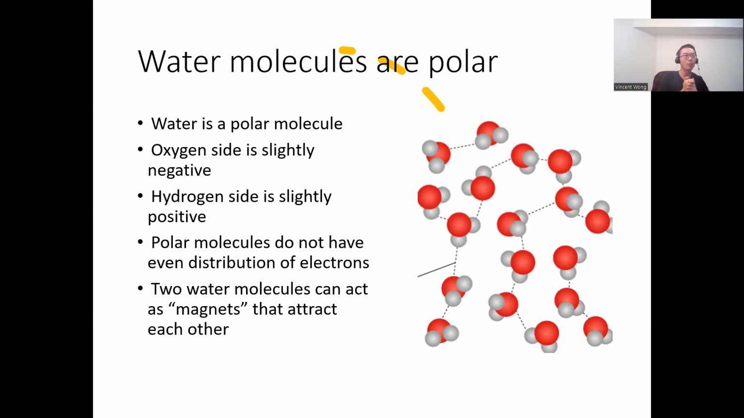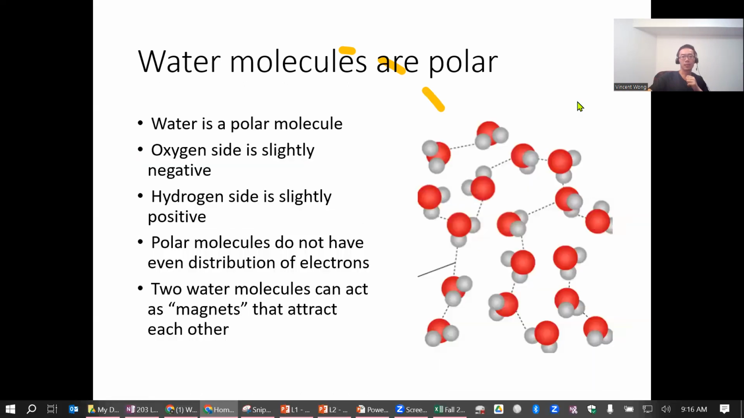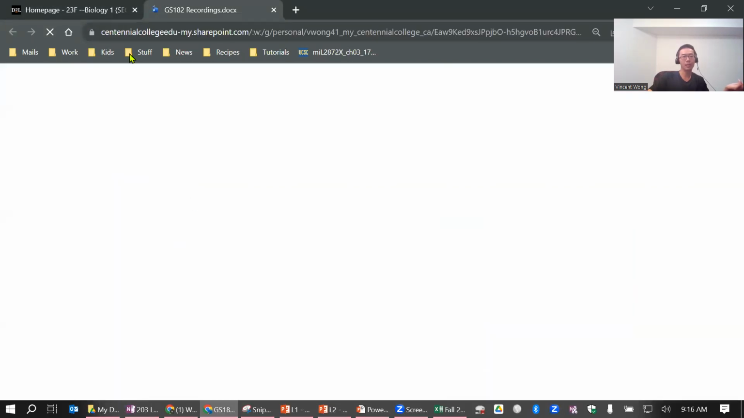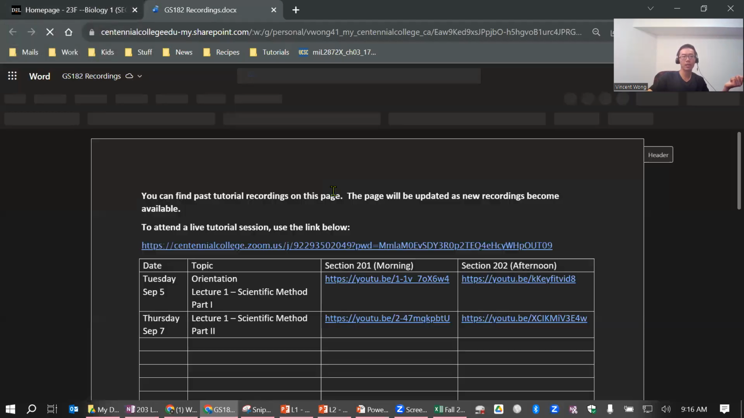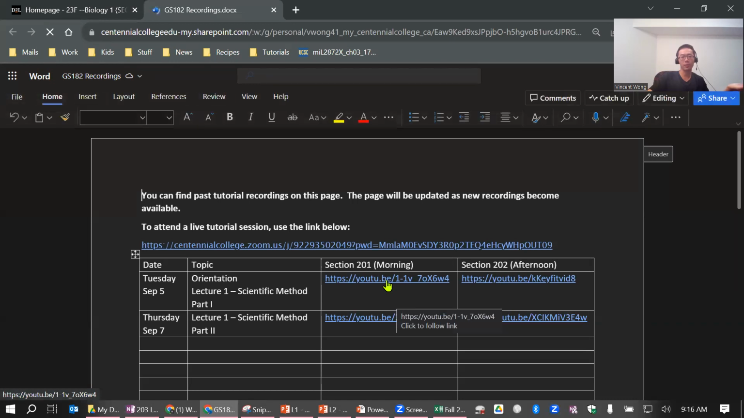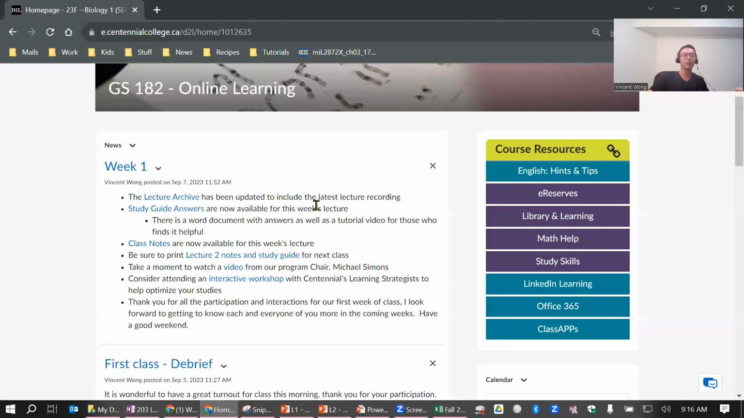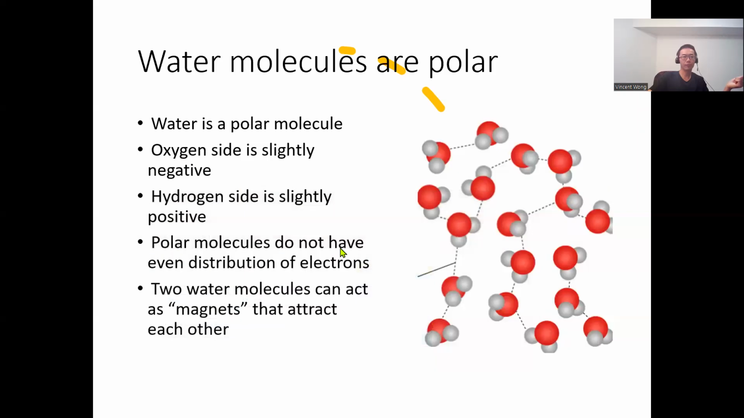And where will we find it? Oh, you guys are still having trouble finding the recording? Hold on, let me. Sorry. After each class, I will say the lecture archive has been updated to include the latest lecture recording. You just click on that. That was the homepage, the course homepage, and then you will find it. So far we have two recordings from last week, Tuesday and Thursday. You are the morning class, so watch the morning one. After today, I will post another link and tell you the lecture archive has been updated. Is that okay? Okay, thank you.